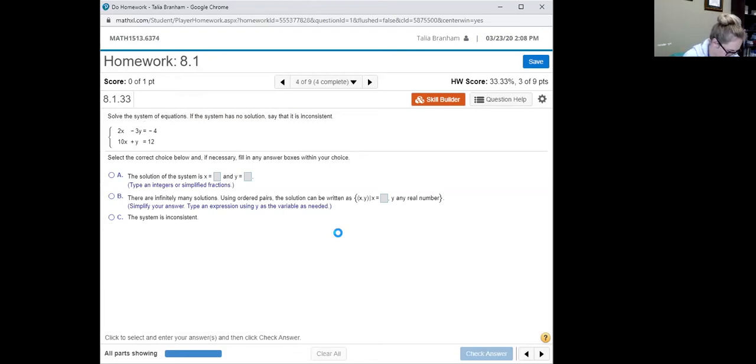All right, 2x subtract 3y equals -4. And 10x plus y equals 12. Did they not make us graph this one? How lovely. So I may not hop back over here. Share.